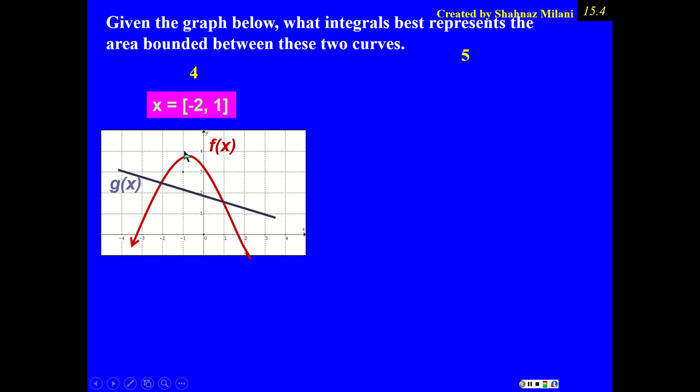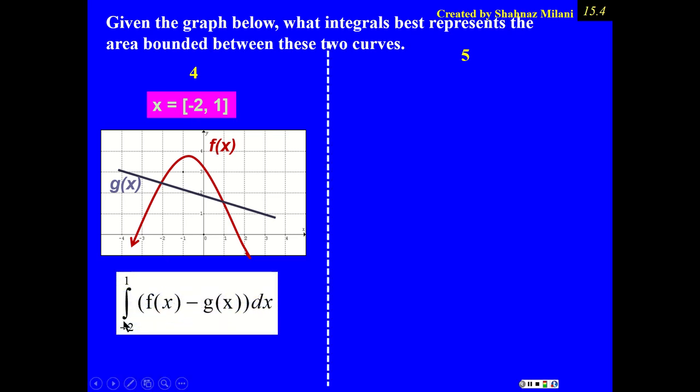When x is -1, my f of x, my y, is approximately 3.75. But when x is -1, my g of x is approximately 2.25. That means f of x has a bigger y value. That's the way you find out which equation will go first. That means f of x goes first, minus g of x. Don't forget, it's between -2 and 1.